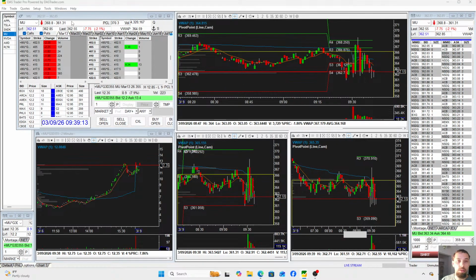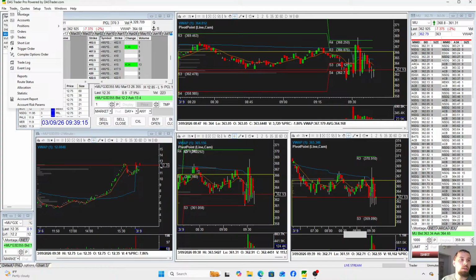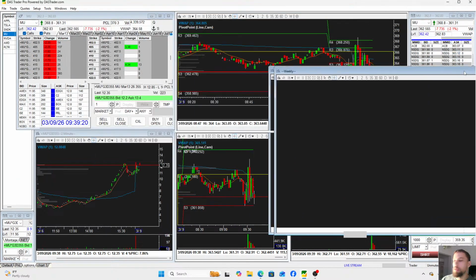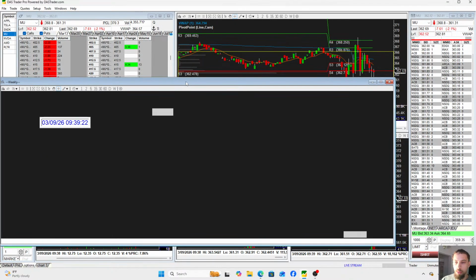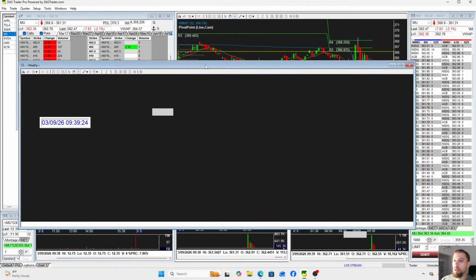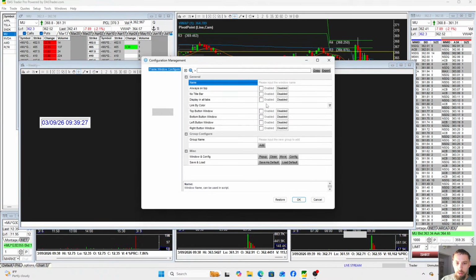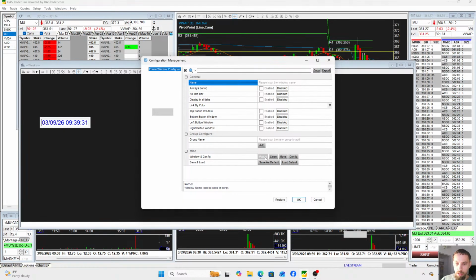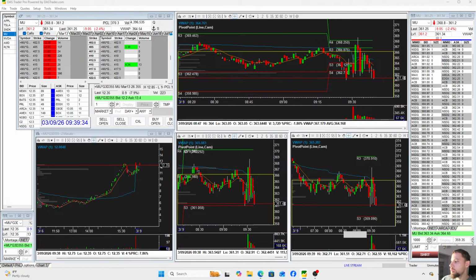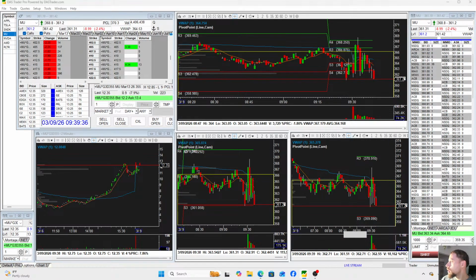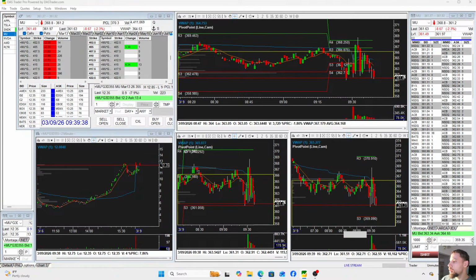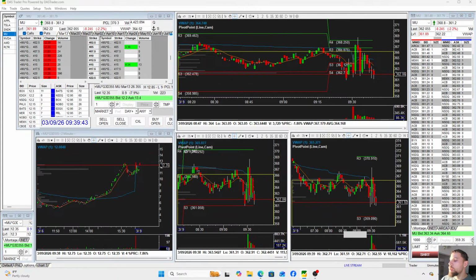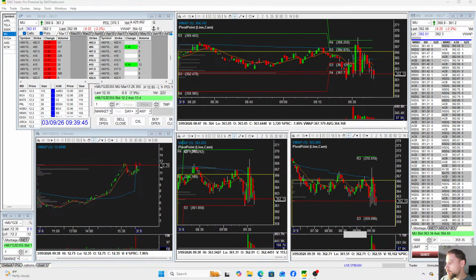I need to pull up another chart on this screen. Let's see. Swing that over. Okay, there we go. Load settings. Alright, let's put Tesla here.